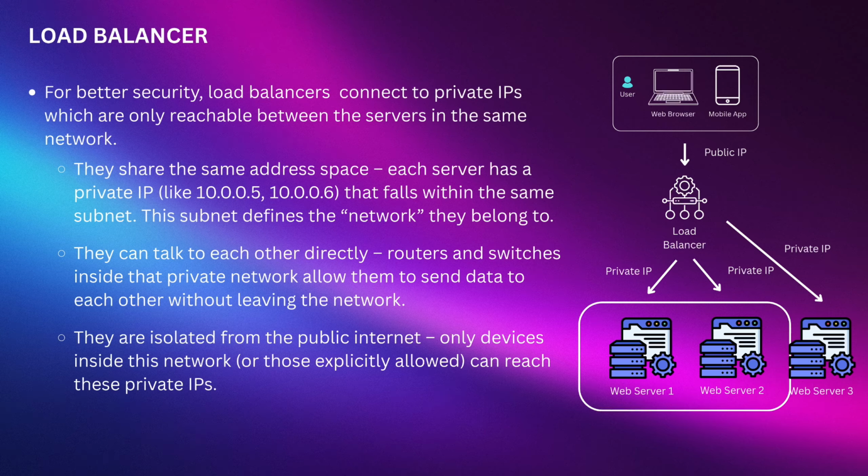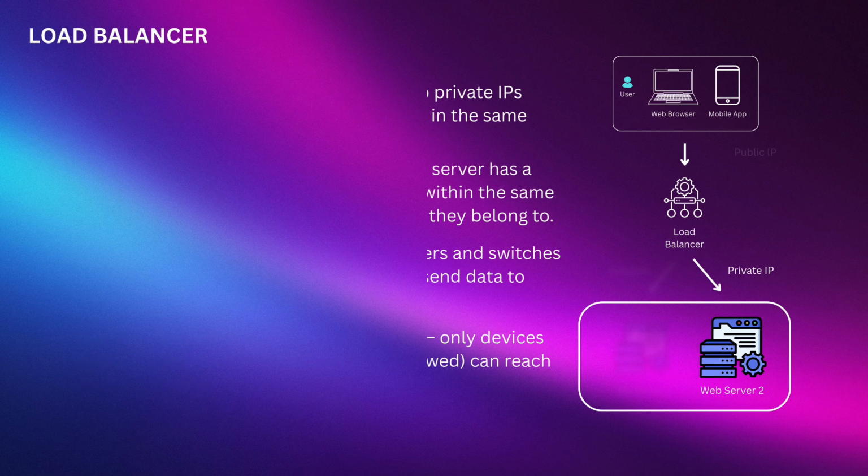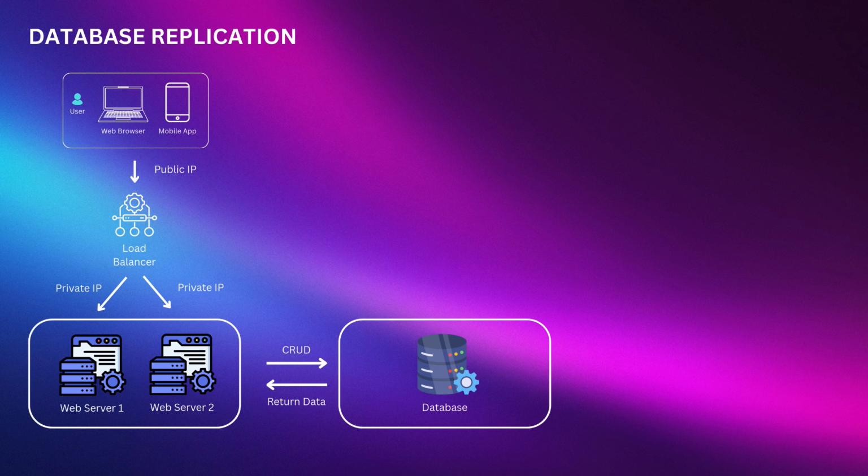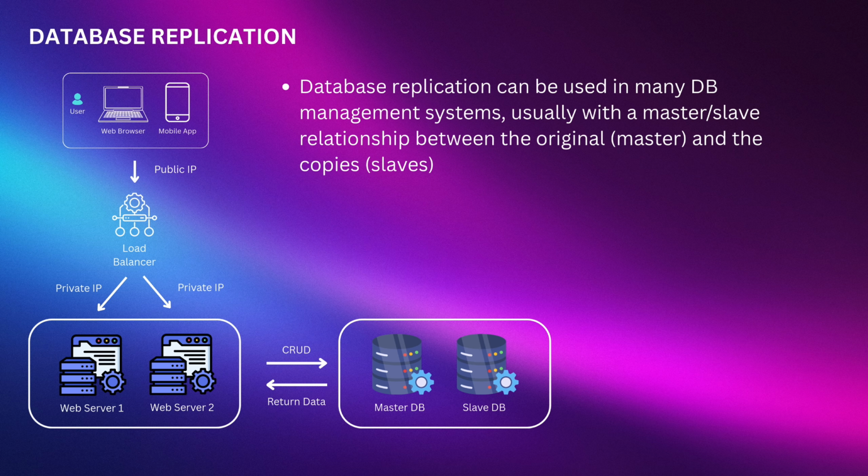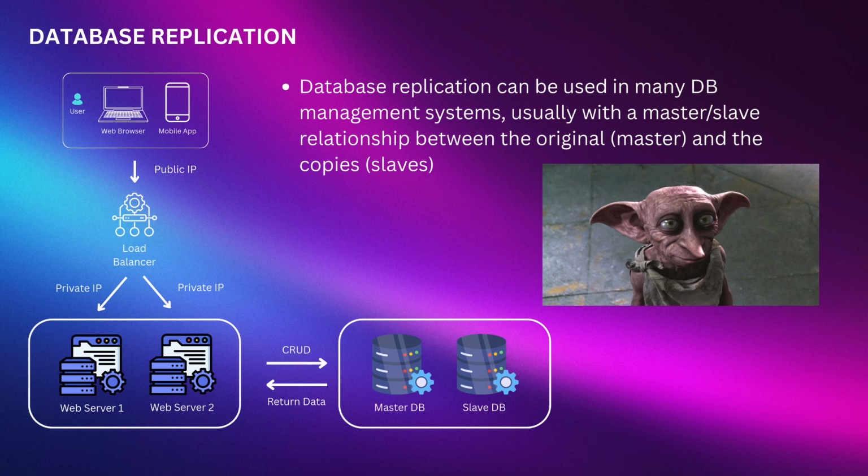Now, it seems like we solved the issue of the web tier, but what about the data? We can have the same issues there because our current design only has one database, so what happens here? Here we can introduce the technique of database replication. Database replication can be used in many database management systems, usually with a master-slave relationship between the original, also known as master, and the copies, also known as slaves.